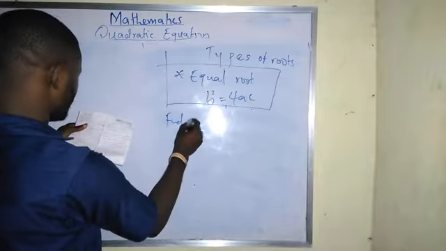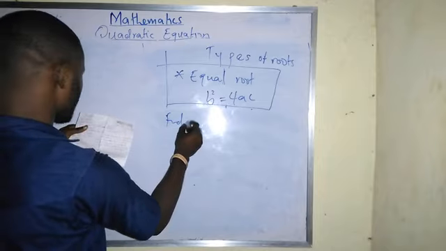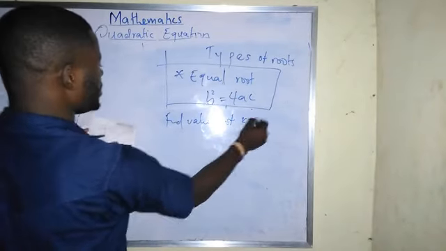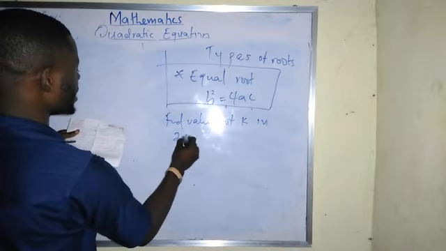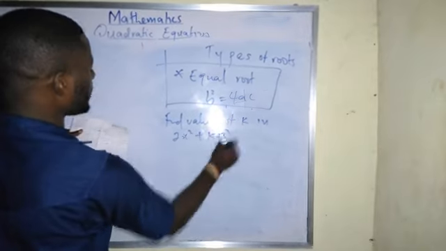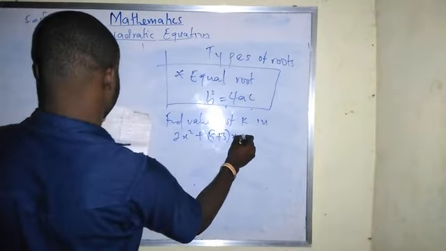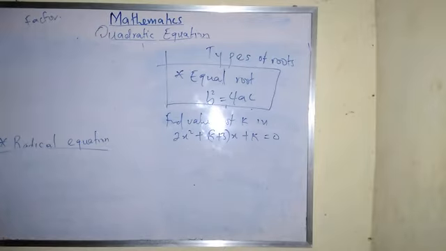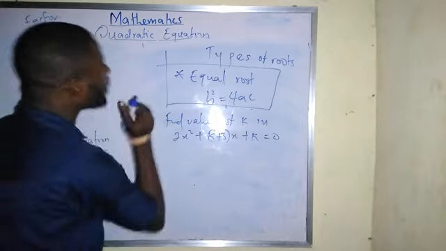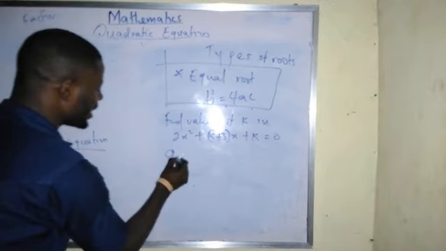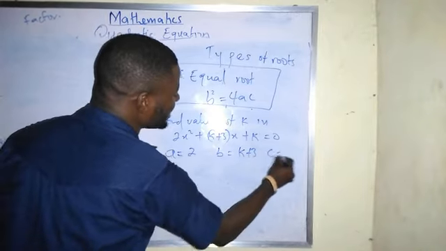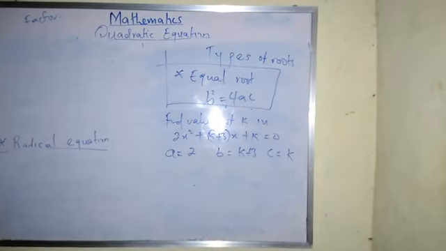For instance, find the value of k in 2x squared plus (k plus 3)x plus k equals 0. Now I'm looking for the value of k here. How do I get the value of k? It is very important: compare the coefficients. That is the first thing you do. My a equals 2, my b equals k plus 3, and my c equals k itself.